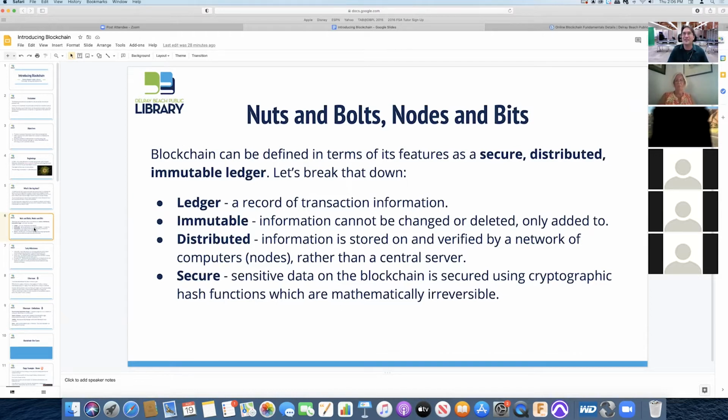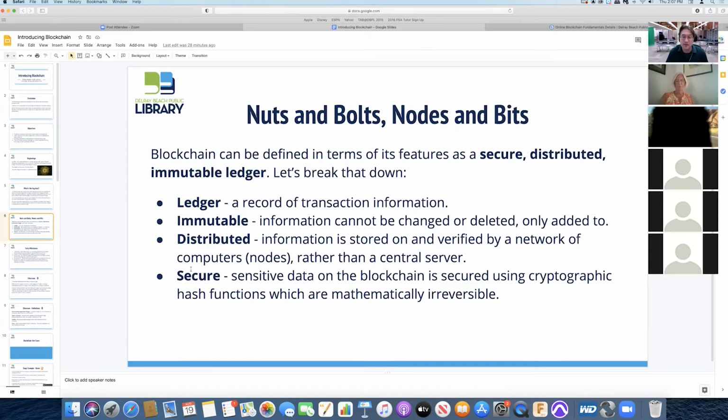Now with a distributed system, they're now building computer applications that are run on a group of computers rather than one central server. And those computers can be spread out all over the world. The computers in that network are called nodes, and they protect the bits of information on the ledger system.